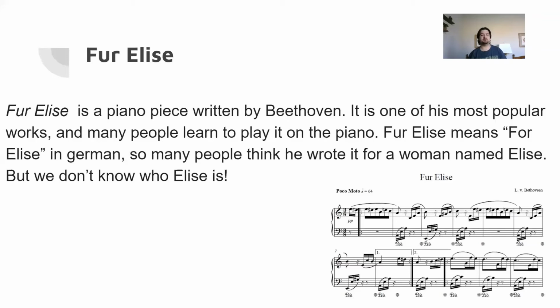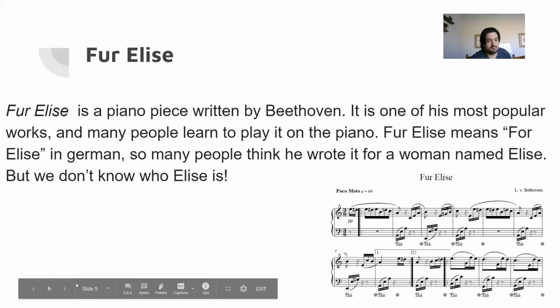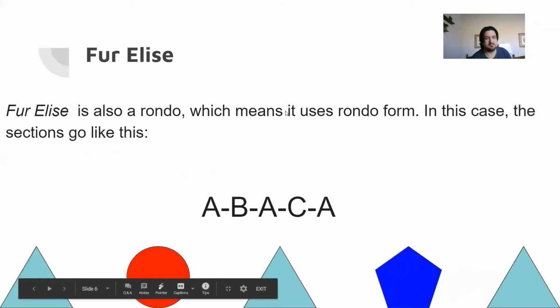So he made the piece called For Elise, so he can try and give this to that person, or at least let the person know that he cared. But we don't know who Elise is. We haven't really found out either. But it's still a nice piece of music, and it's also a rondo. So it is a rondo, which means it uses the rondo form.